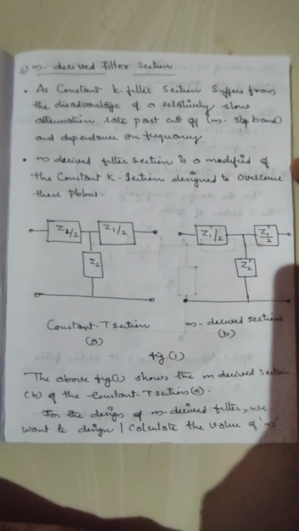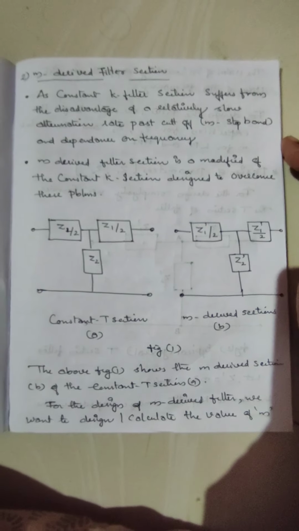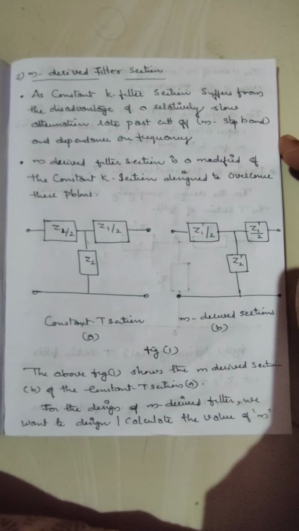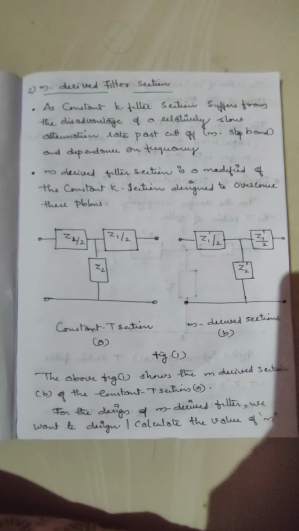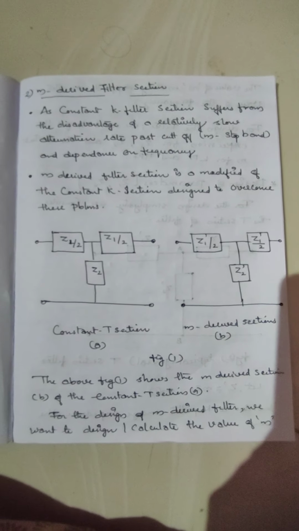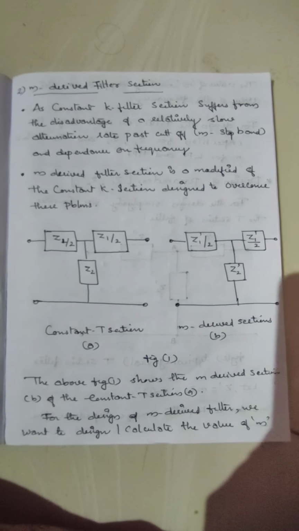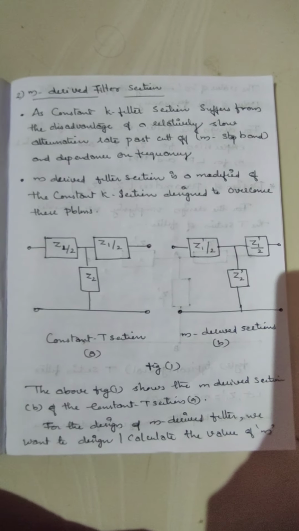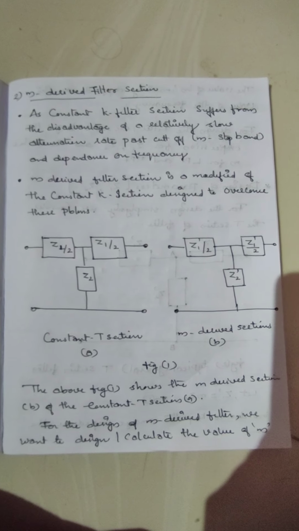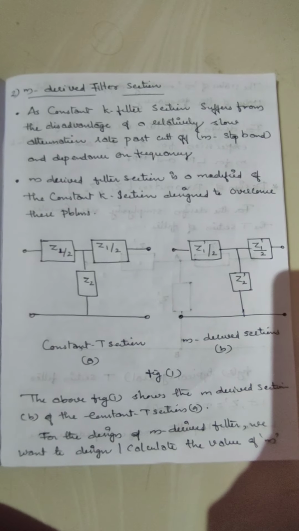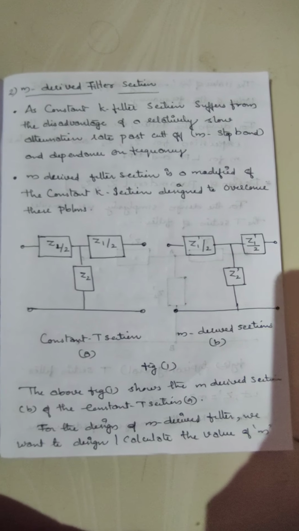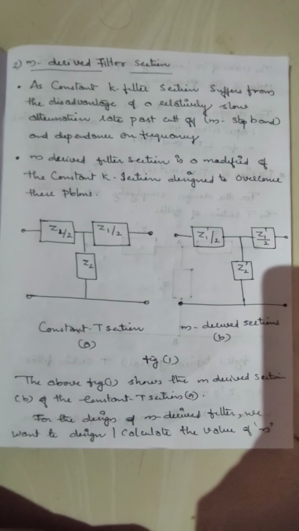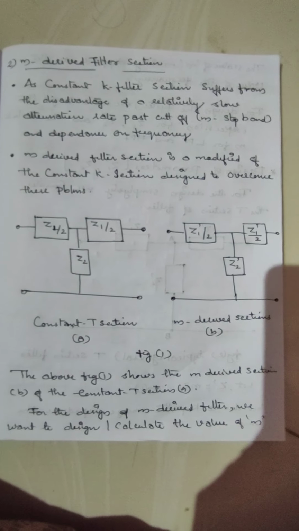These derived filters are used because the k constant filters have some disadvantages. These constant k filter sections have a relatively low attenuation rate, and it depends upon the frequency, so that will be too difficult to use. Instead of that, a modified form, that is our derived filter section, is used.